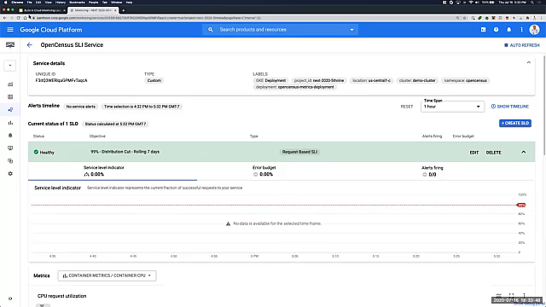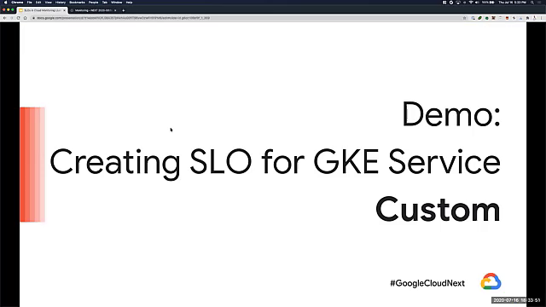So that's how I would go about configuring an SLO using Cloud Monitoring for a GKE service that is not managed by the Istio service mesh. I would define that service in the UI by using my GKE primitives. In this case, I chose a deployment, but I could also choose a service or a namespace. And then from there, I can pick the metrics that I want to use for SLIs for that particular service.